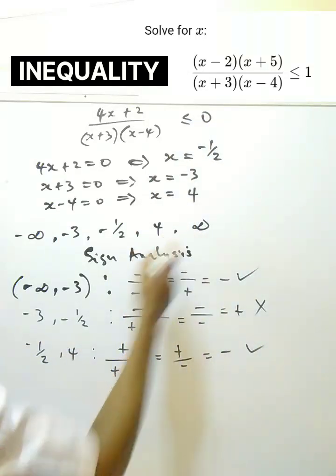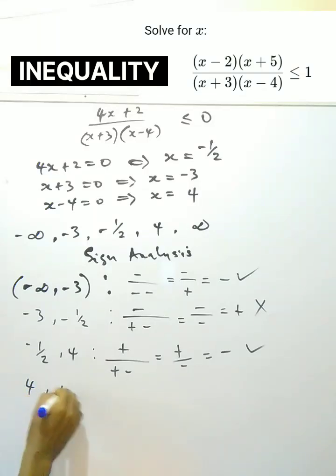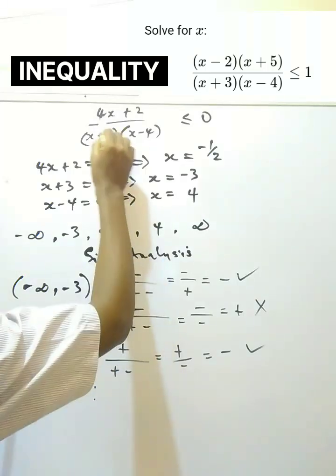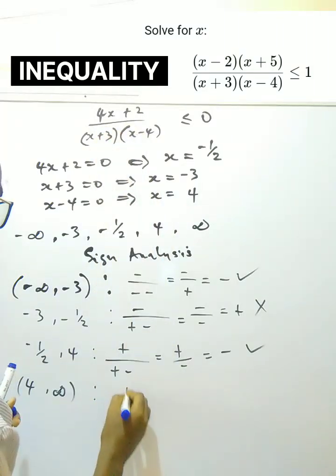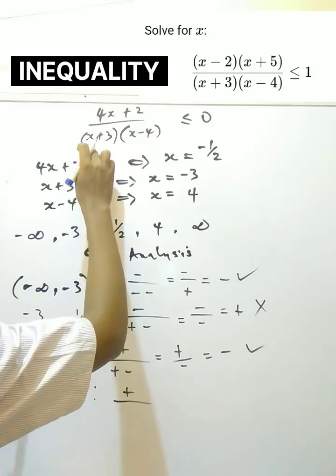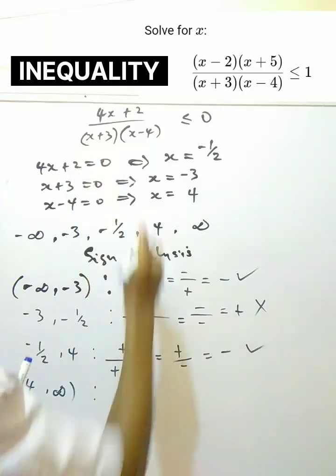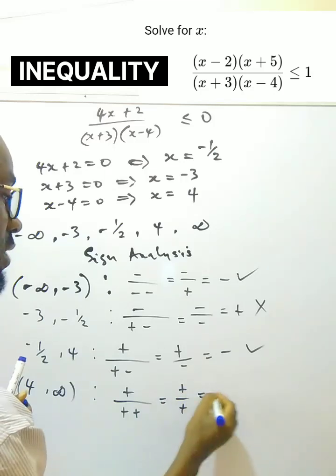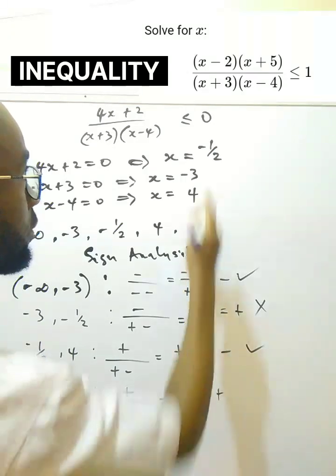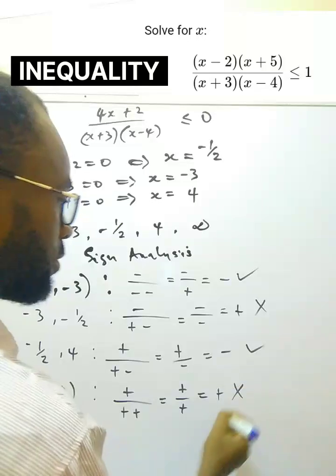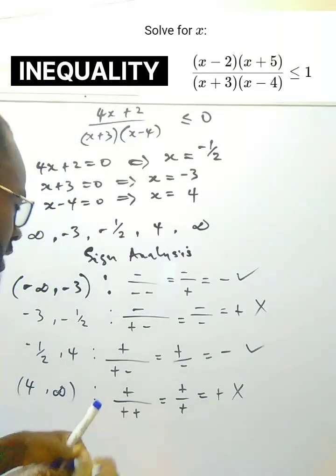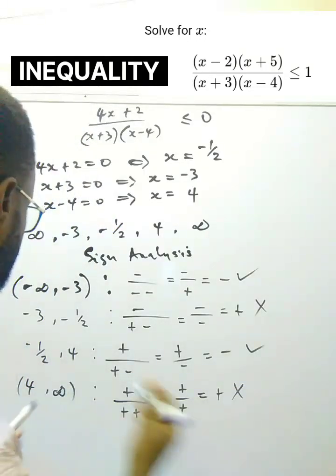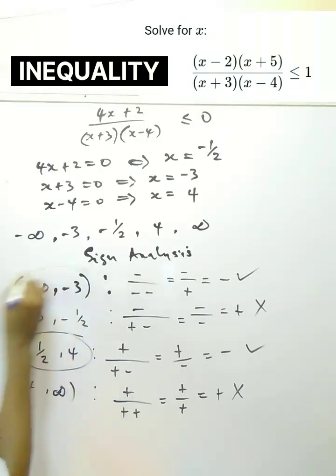And then my last pair is 4 and infinity. Let's take a number that falls between 4 and infinity, let's take 5. If I place 5 in the numerator, my sign will be plus. If I place 5 here, my sign will be plus, and here also plus. So that gives us plus over plus, which is plus, and plus is greater than 0, so we reject it. So you can see that the intervals that satisfy this condition are the first and the third.